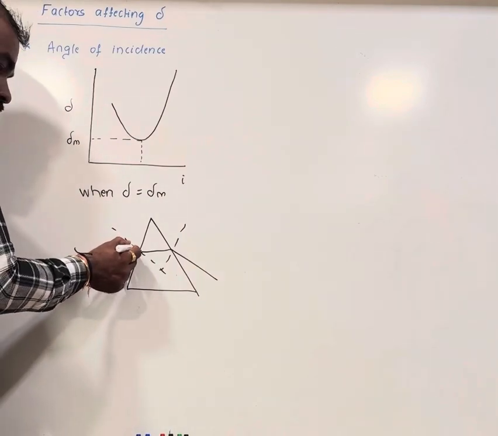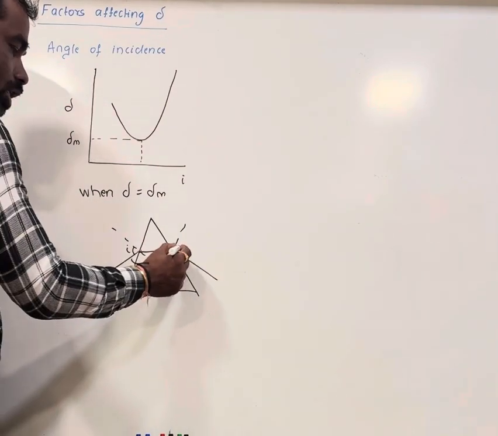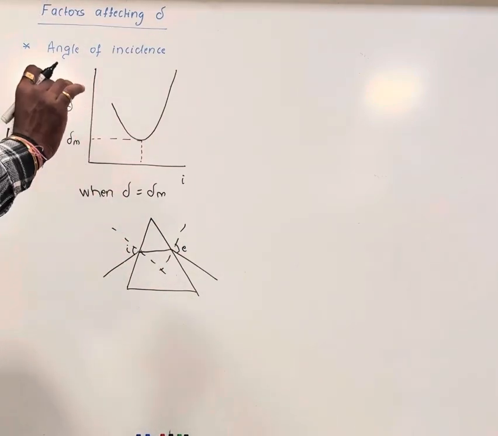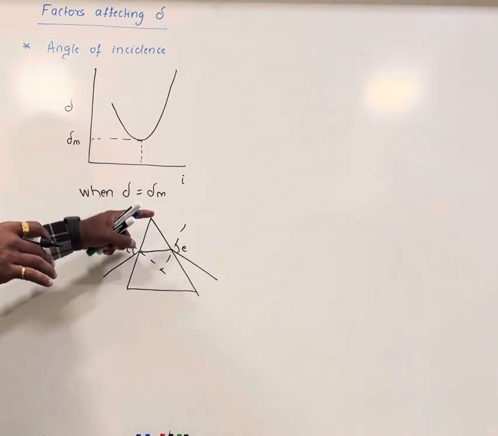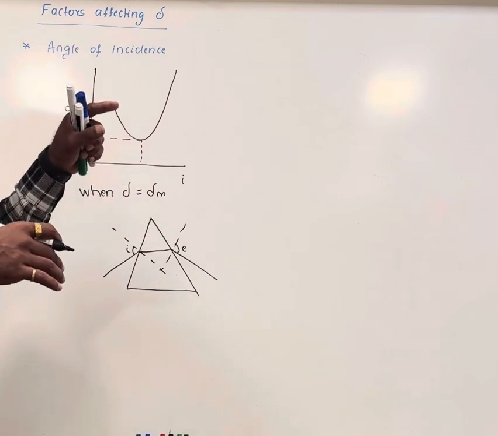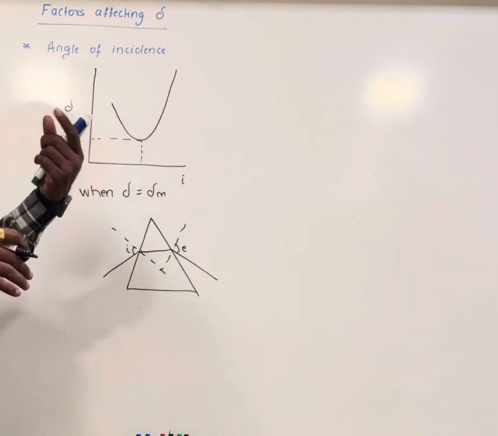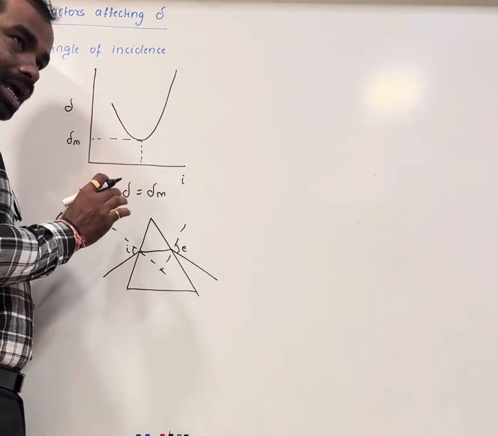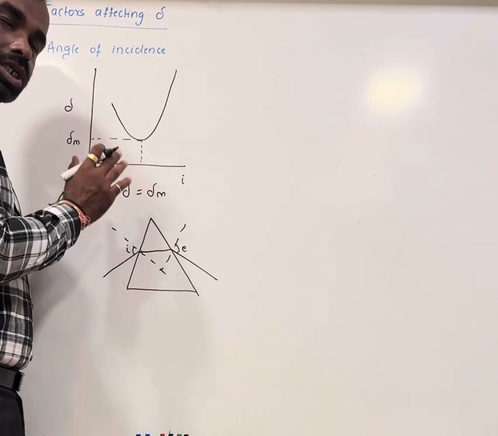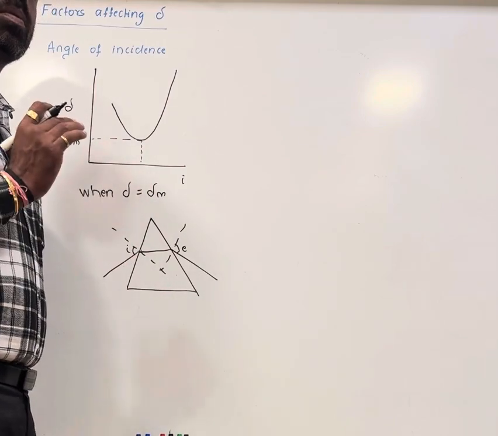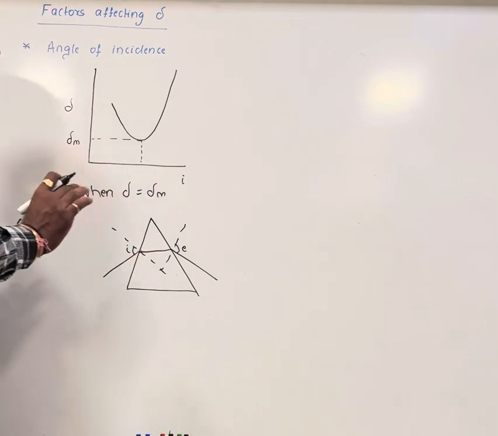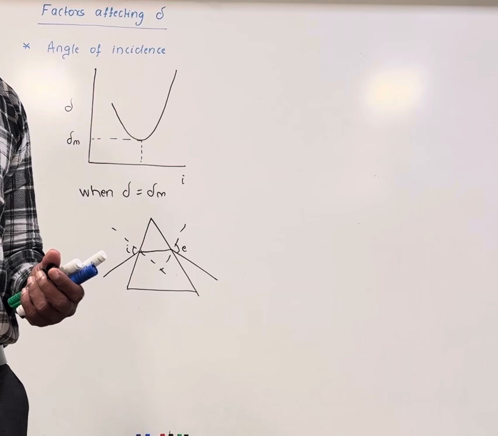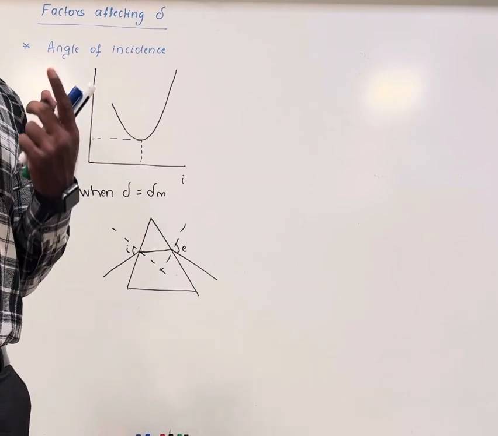and that time we will notice angle of incidence is equal to angle of emergence. Normally it is not equal. Only in this case, angle of incidence is equal to angle of emergence. In glass slab, angle of incidence is always equal to angle of emergence. Here angle of incidence is equal to angle of emergence only when angle of deviation is minimum. So if they ask you, state your observation when angle of deviation is minimum for a prism, there are two observations.